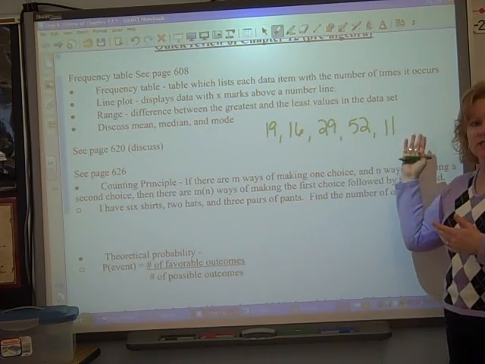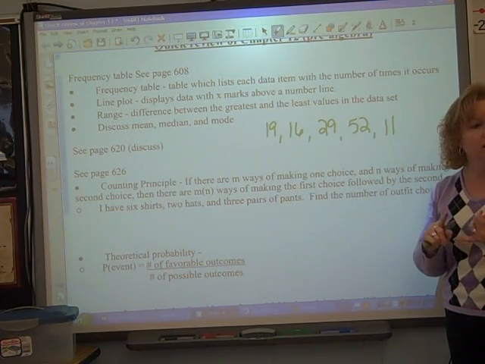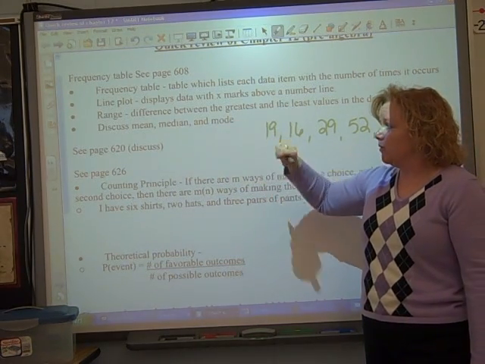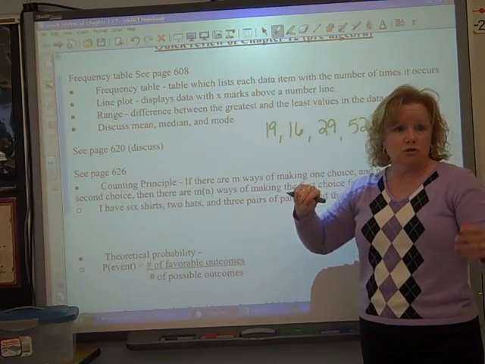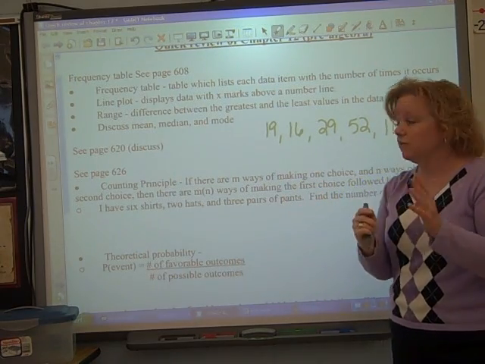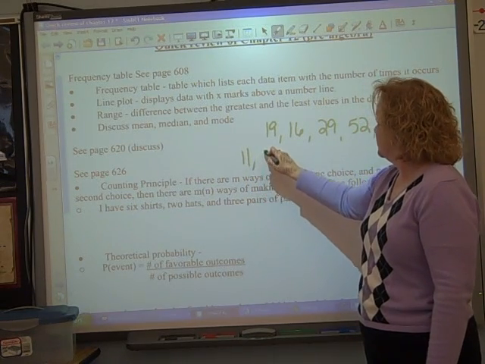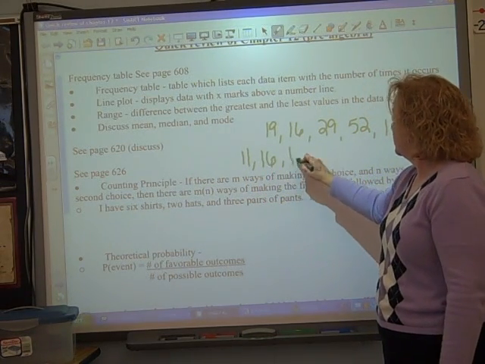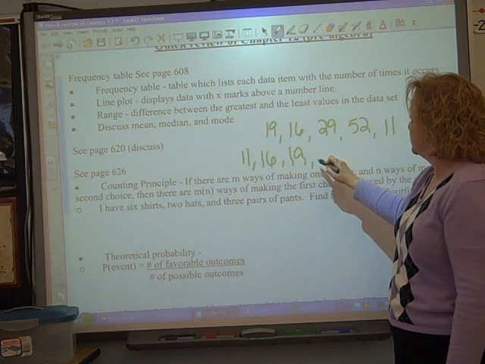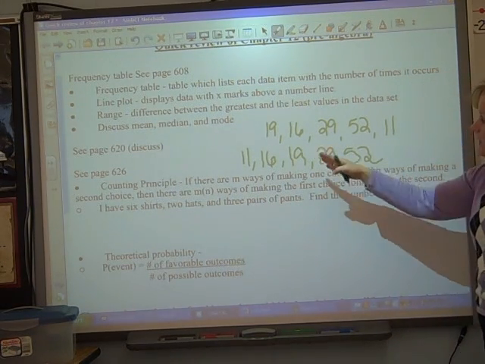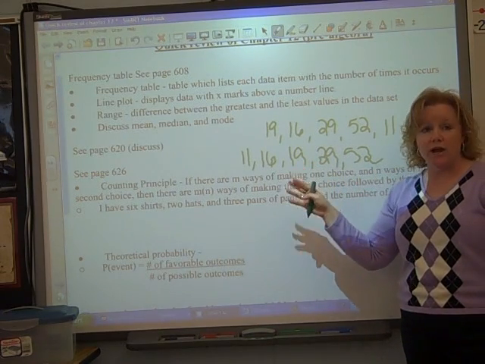You don't even really need to do that. I would if I'm finding mean, median, and mode. Okay, so for the sake of making sure we remember mean, median, and mode, Travis is correct. We would put them in order from least to greatest. So what am I going to put first? 11. Then what? 16. Then what? 19. Then what? 29. And? Okay. So when I do that, first of all, my range would be what?